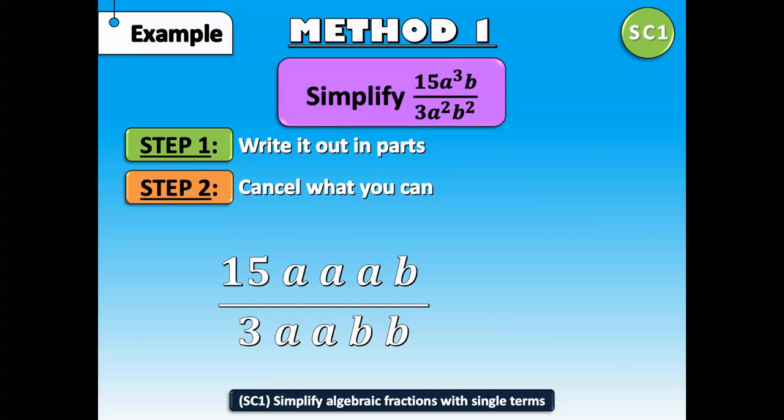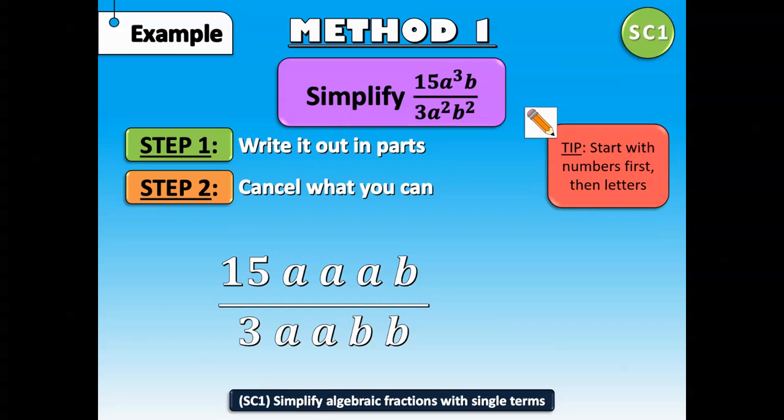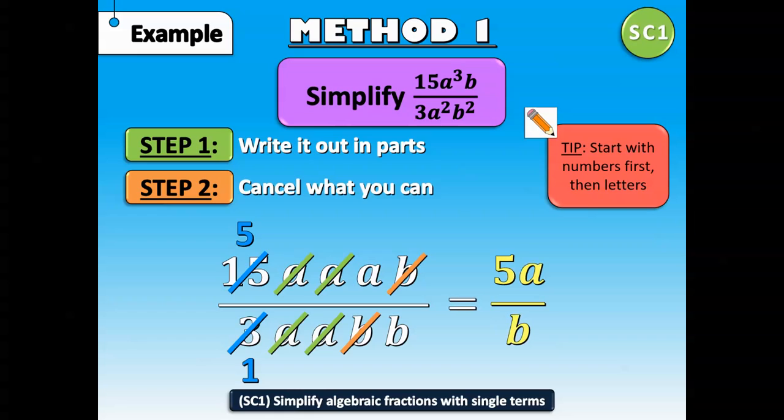Now we can cancel out what we can. So we'll start with the numbers first. 15 divided by 3 is 5. Then we can cancel out a pair of a's. We can cancel out another pair of a's. And we can cancel out a pair of b's. So what we've got left is 5a over b.